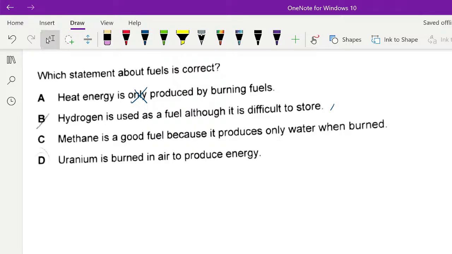Methane is a good fuel because it produces only water when burnt. This is wrong. Methane does not produce only water, it produces carbon dioxide as well. Actually, this should be: hydrogen is a good fuel.